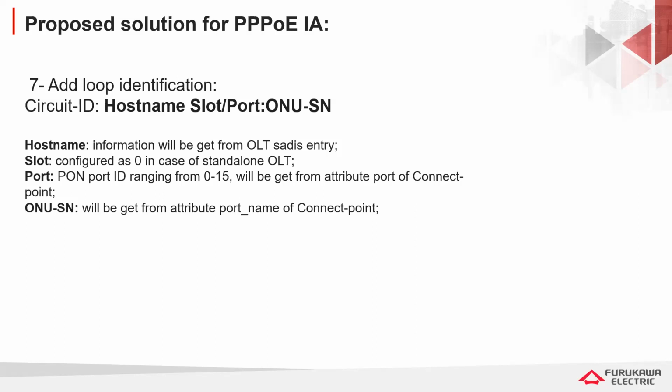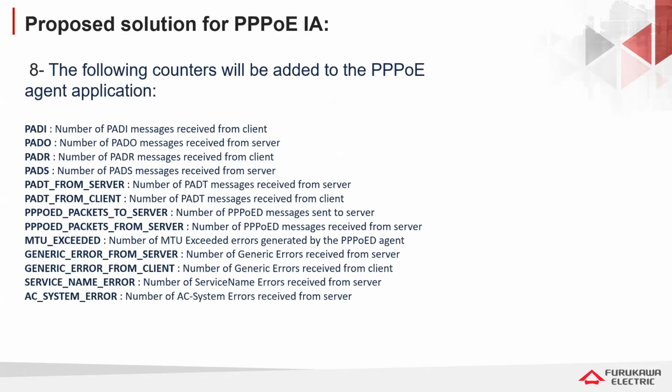The port is the PON port ID ranging from 0 to 15, right? If you are using the Open OLT with the Edge Core box, it will get it from the port attribute of the connect point. The ONU serial number is also taken from the connect point, but using an attribute called the port name. Finally, we need to support the statistics for the PPPoE sessions, right? So we intend to support all these kinds of statistics on ONOS per client. That's it.